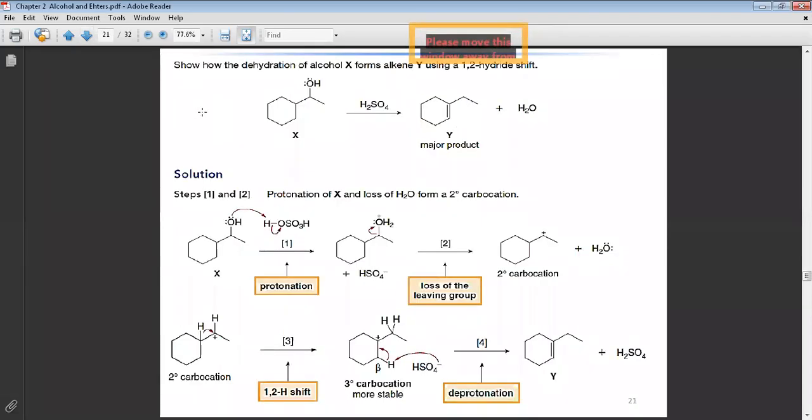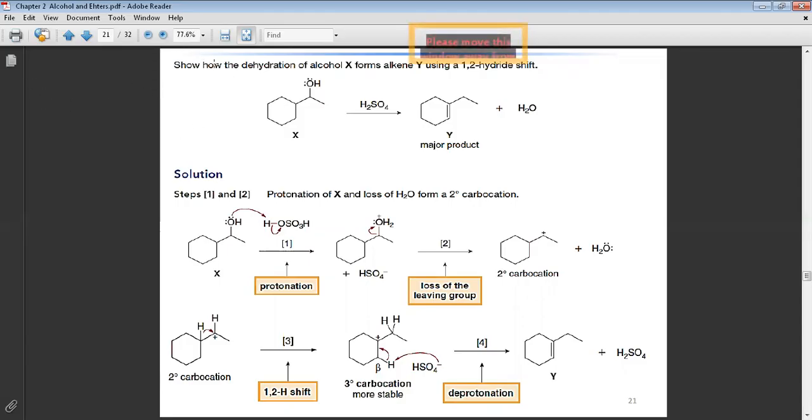Look, this homework. No, not homework, actually it's solved. Okay. Show how the dehydration of alcohol. This alcohol is primary, secondary, or tertiary? Secondary. Which mechanism? E1 mechanism. Why? Very stable, stable carbocation. Okay, now the solution.